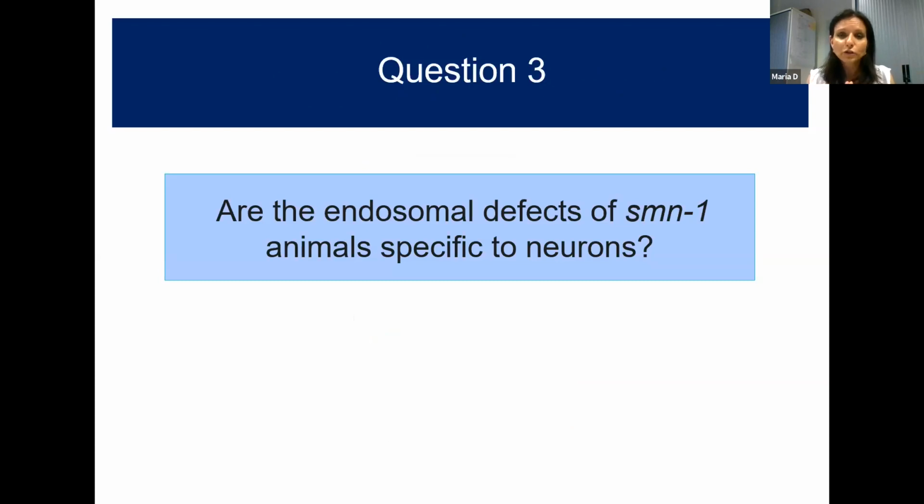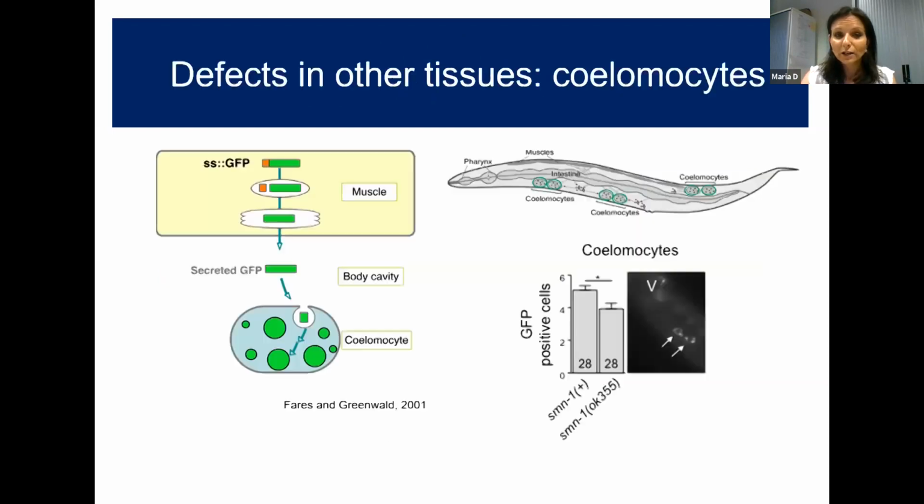So we were interested to find out whether the defects that we see in endocytosis are also found in other tissues, because that means our model might be mimicking the human disease very well. Just to cut a long story short, I'm not going to go through the details, but we can very easily study endocytosis in C. elegans. So worms have these green cells that you can see here, 1, 2, 3, 4, 5, 6. We call them coelomocytes. These cells are important for endocytosis, basically.